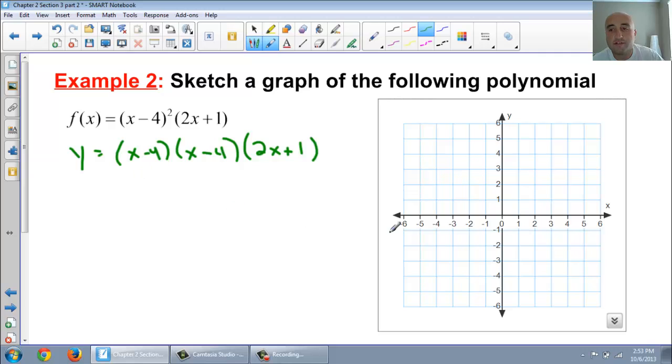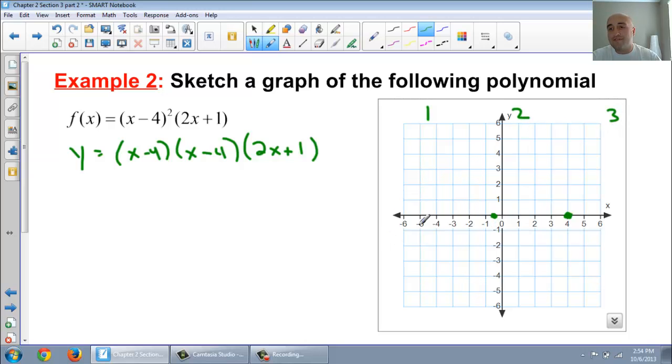What is the 0 for x minus 4? Well, that's x. You add 4 to both sides, so it's at positive 4. And what about the 2x plus 1? We would subtract 1 and divide by 2. So that's at negative 1/2. So right there in between 0 and negative 1 is negative 1/2. Okay, so we have, once again, 1, 2, 3 zones.